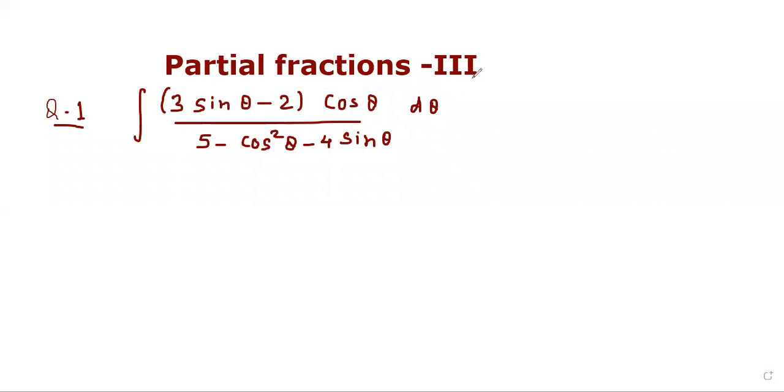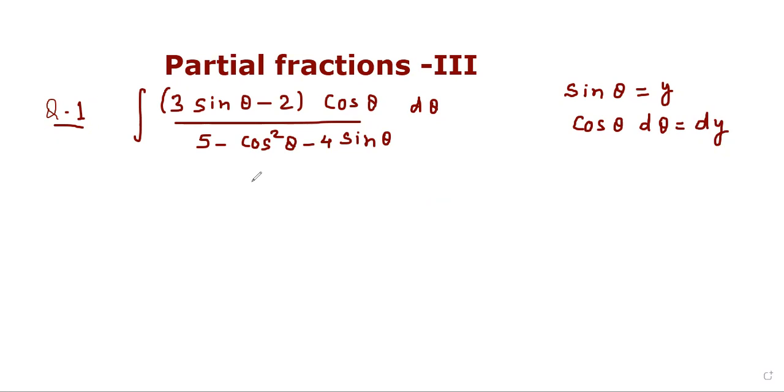Partial fractions, part three. Question number 1: integration of (3 sin theta minus 2) times cos theta d theta divided by 5 minus cos square theta minus 4 sin theta. Here we can assume sin theta equal to y. Then cos theta d theta will be equal to dy.